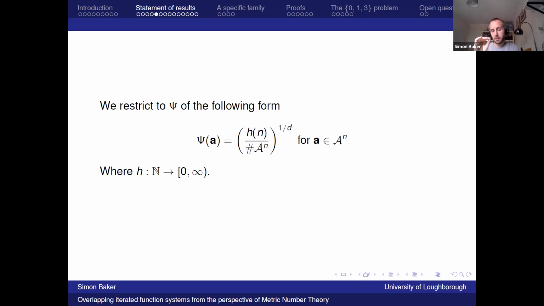So I'm going to be interested in psi of this form. I have this fraction here, I have this function h, which is from the natural numbers to the positive reals, and then I divide by the number of words of length n, and this is all raised to the power of 1/d. Somehow this 1 divided by the number of words of length n is the best exponential quality of approximation you could hope to see. And the h is going to give you some sub-exponential improvement over this. You could think that h of n is perhaps something polynomial converging to 0. These are the psi we're going to be interested in from here on.